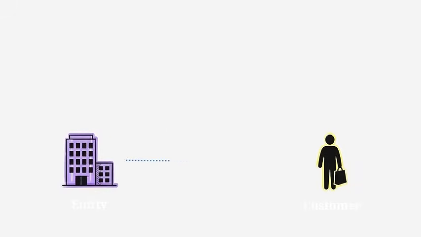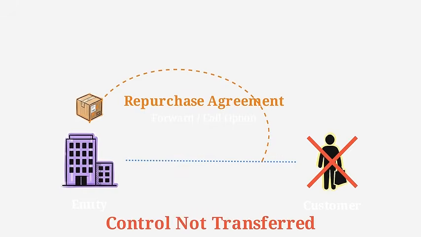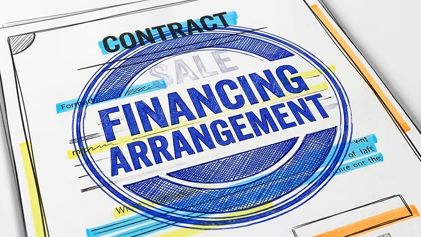The standard also accounts for transactions designed to unwind. For example, repurchase agreements, like forwards or call options, negate the customer's ability to direct the use of the asset. The customer does not have control, forcing the entity to account for the transaction as a lease or a financing arrangement instead of a sale.